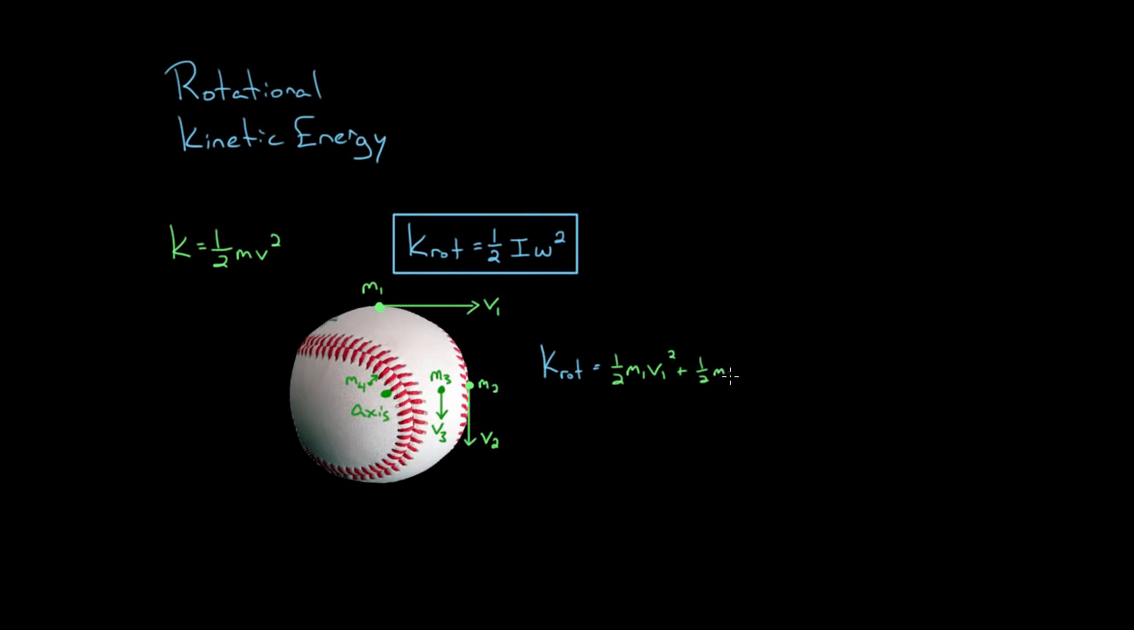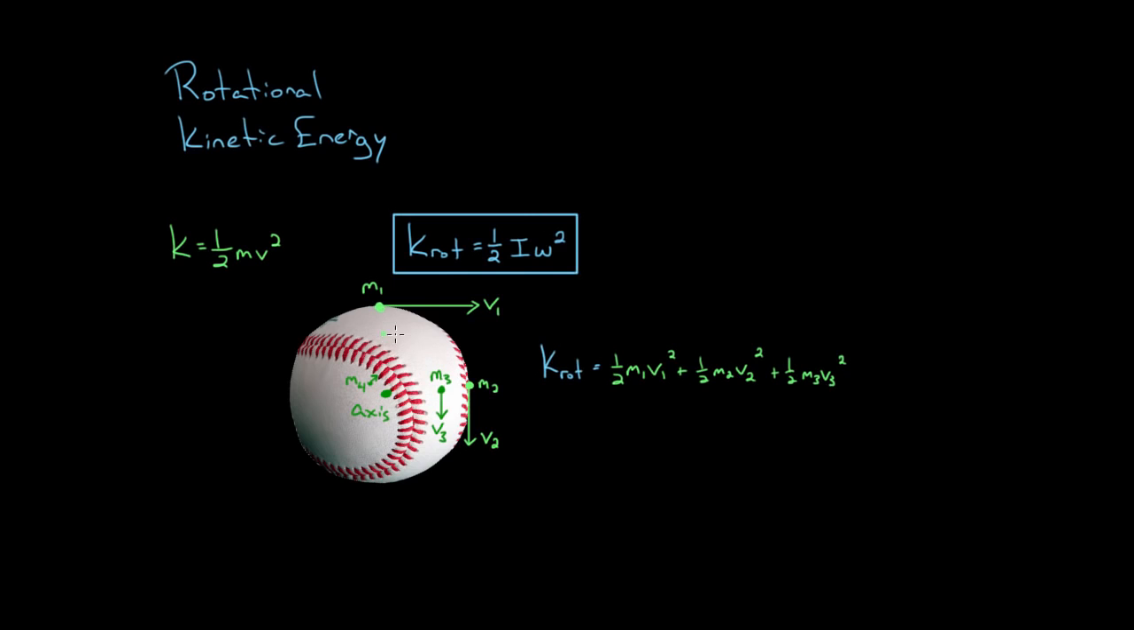Don't worry that it points downward. Downward doesn't matter for things that aren't vectors. This v gets squared, so kinetic energy is not a vector. It doesn't matter that one velocity points down because this is just the speed. And similarly, you'd add up 1/2 m3 v3 squared.